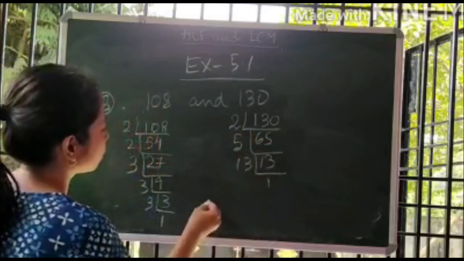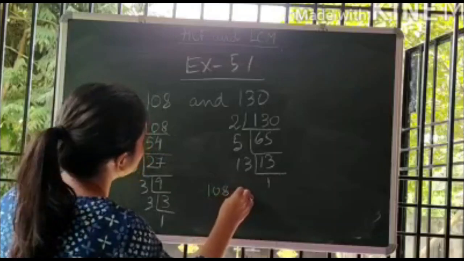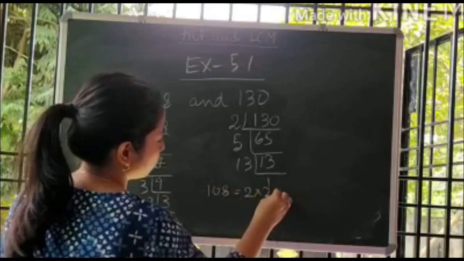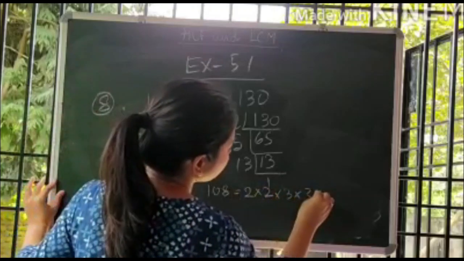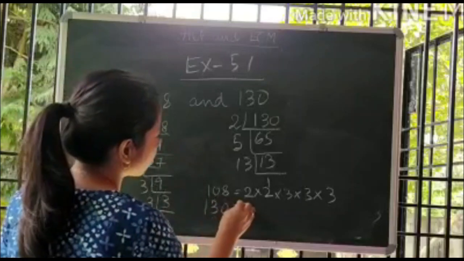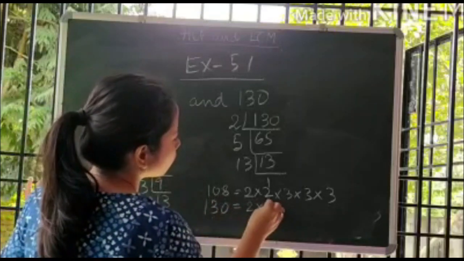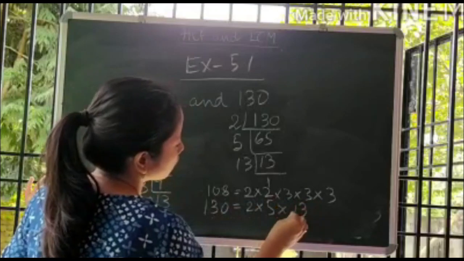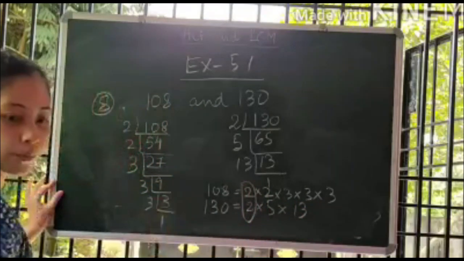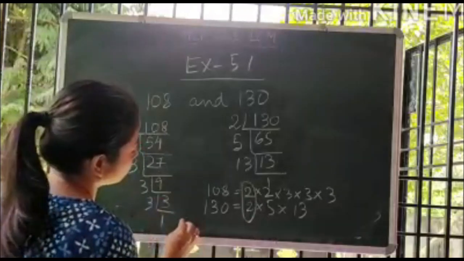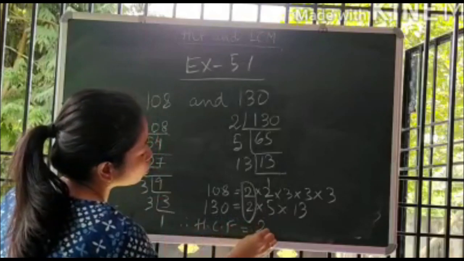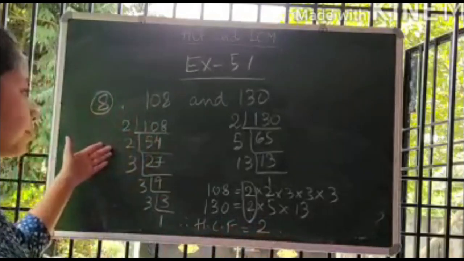Okay, now what is the prime factorization of 108? 2 into 2 into 3 into 3 into 3. And what is the prime factorization of 130? 2 into 5 into 13. So what are the common numbers? Can you see? 2. Therefore, ACF equals to what? 2. So this is the answer.